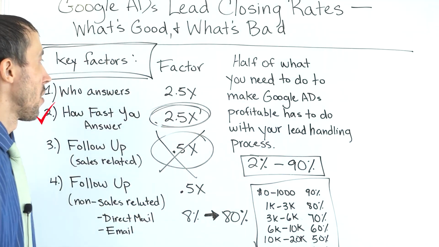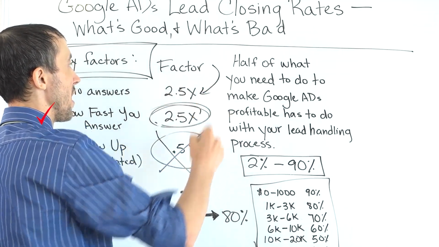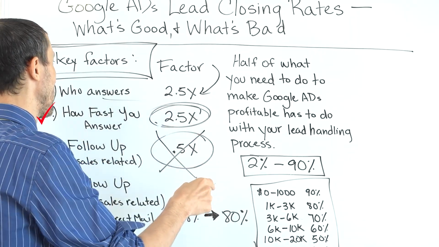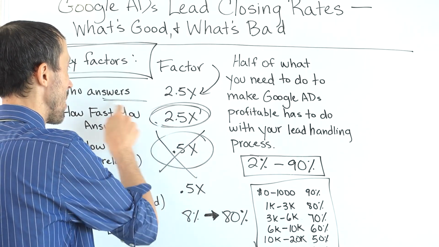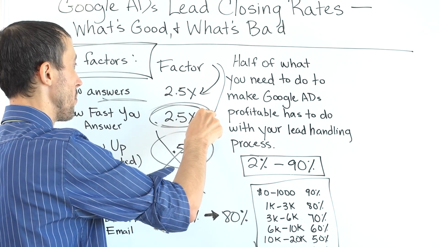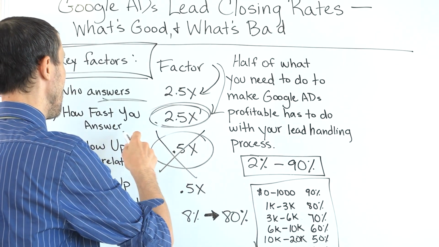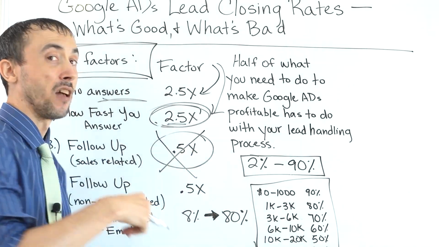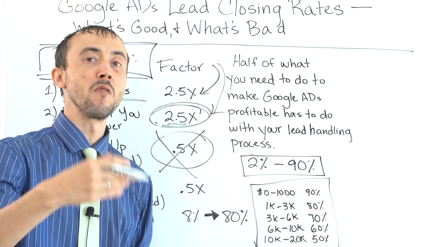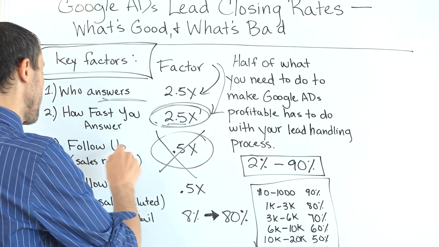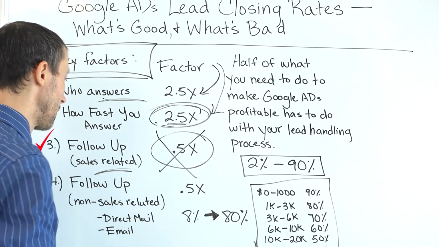So if you were starting at 10%, you can get to 25% potentially just with answering or having a better person to answer. Then you could go from 25% to 50% by answering faster itself, assuming you have mostly form leads. And then going into the next thing, follow-up.